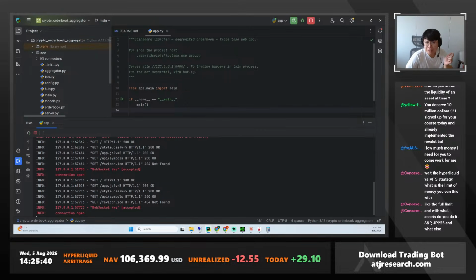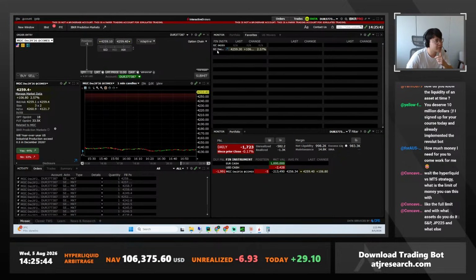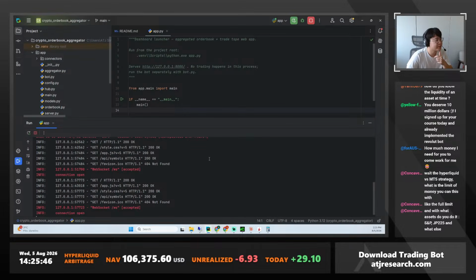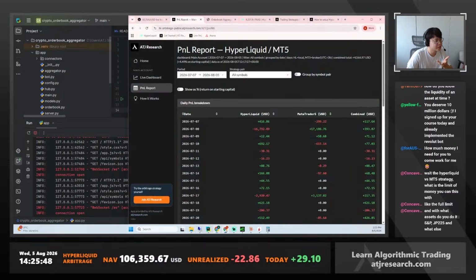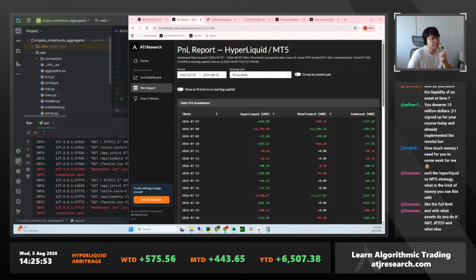How do you know the liquidity of an asset at a time? Well, if you look at the GC futures, you have daily volumes, which is the amount of trades that have happened. And you also have the open interest, which means how many people are holding the trade.